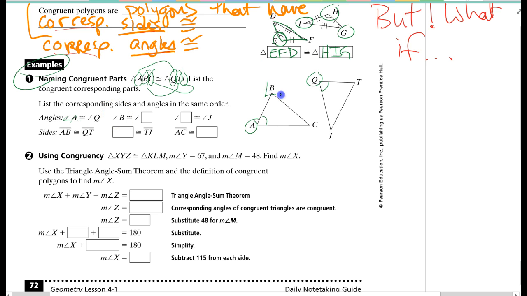Angle B, well, let's see, B was second, so I go over here and I look at T. So T was the second letter. So now I'm going to make 2 arc marks. And the last one was C goes with J. So I got to fill in the C here, and I can put 3 arc marks on that. 1, 2, 3. Please use these annotations in your book.